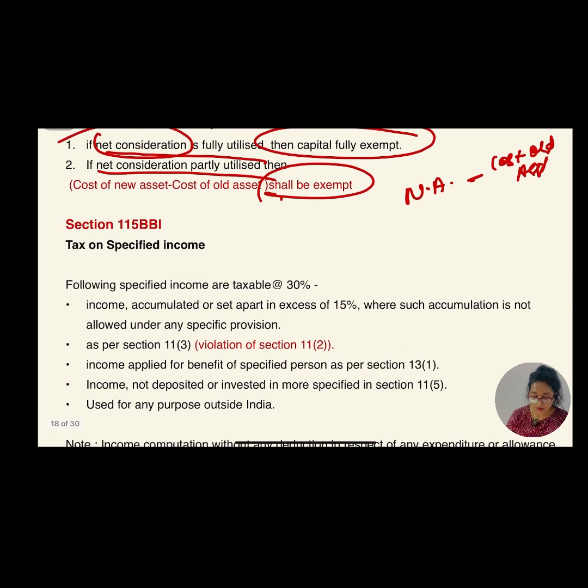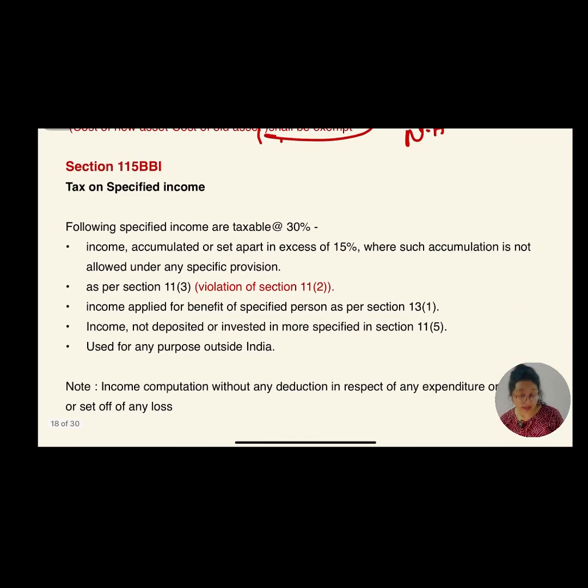Let's go for section 115BBI, which is tax on specified income. The following specified income is taxable under this section at 30%. Income accumulated or set apart in excess of 15%, where such accumulation is not allowable under the specific provisions of section 11 subsection 2, okay. If any of the conditions is violated under that section, in that case as per 11(3), again that is going to be taxable at the rate of 30%.